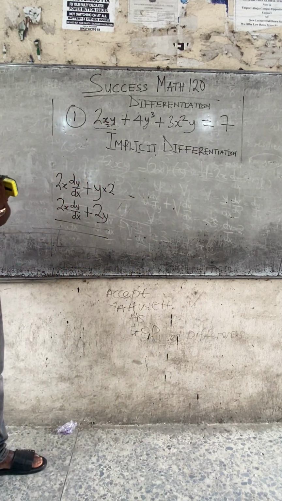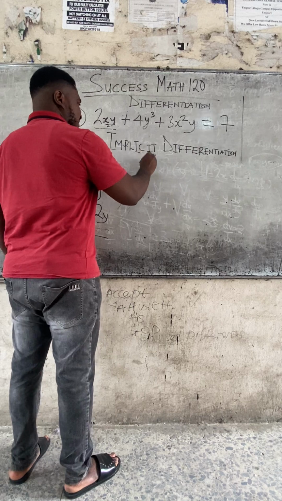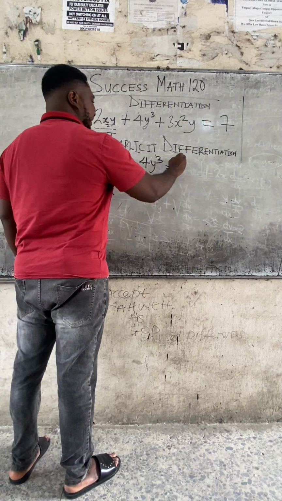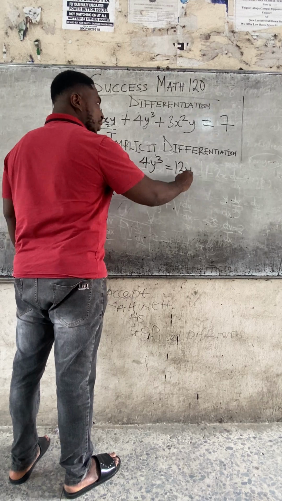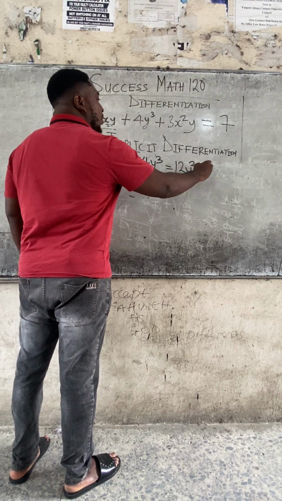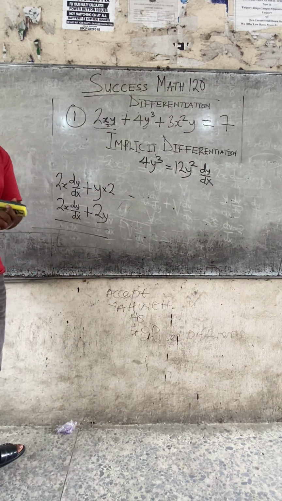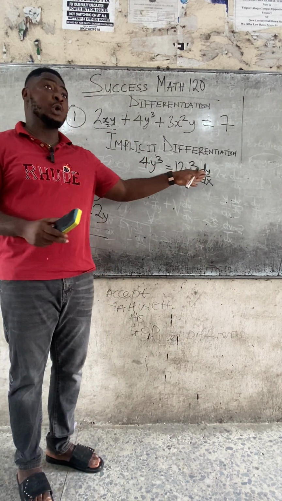For 4y raised to power 3, follow me. I think this one is simple. 4 times 3. Bring down your 3 minus 1. What will you now put? Thank you. Anytime you differentiate a y component, after differentiating the y component, include the dy dx.